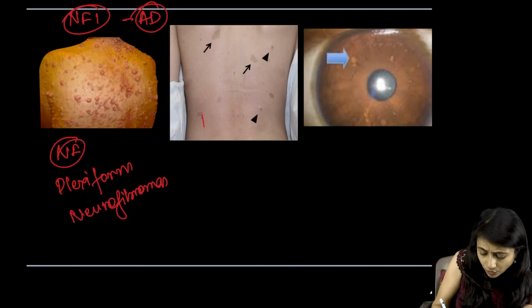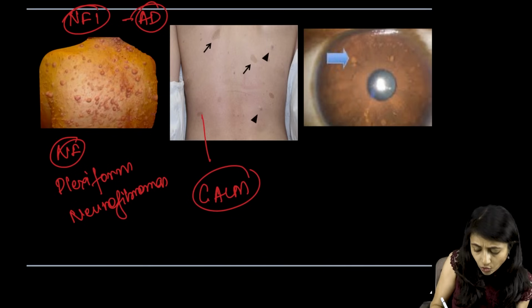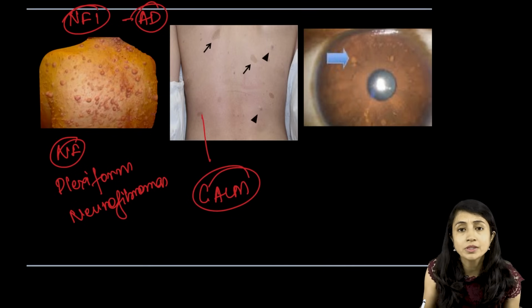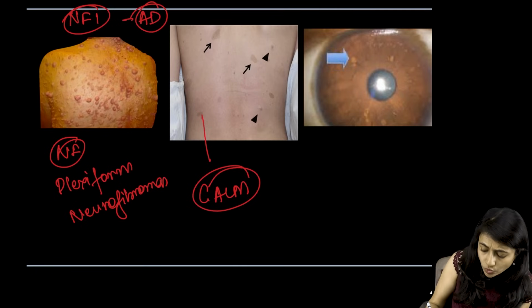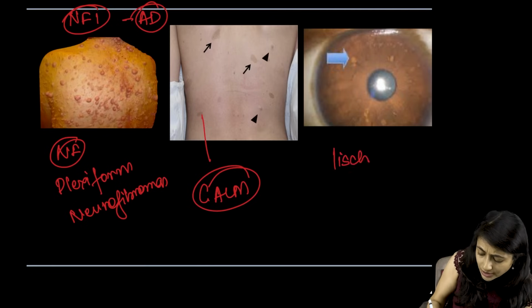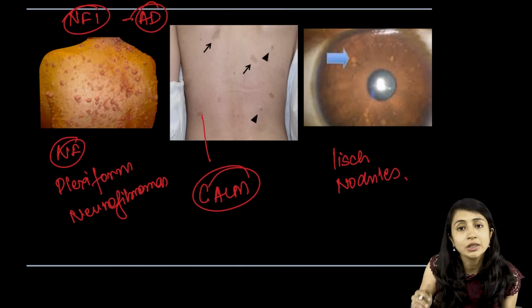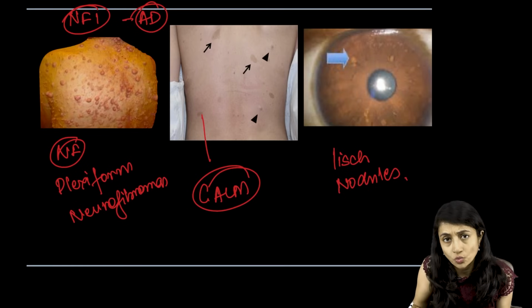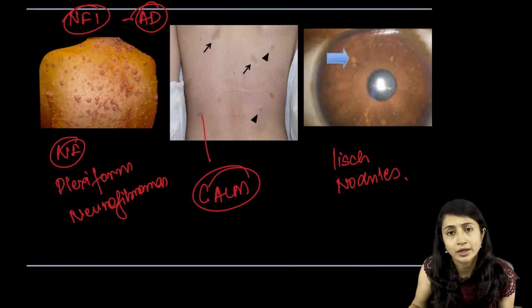Okay, then what is this? This is cafe au lait macules or CAMs. CAMs are also seen in neurofibromatosis. Then they can point out this. What is this? This is Lisch nodules. So, in neurocutaneous syndrome, either they will give you the image and ask you what it is, ask about its specific feature, its chromosome, or inheritance.